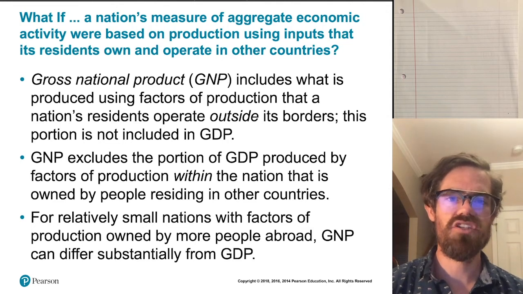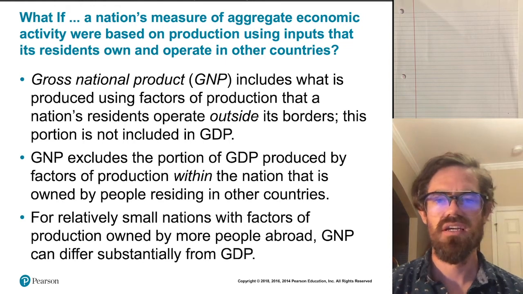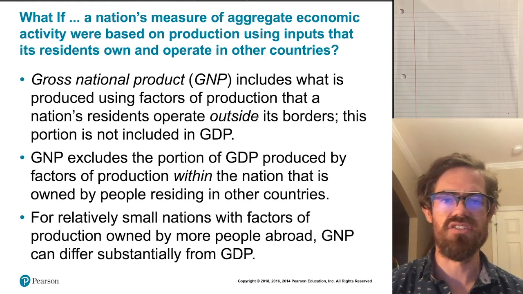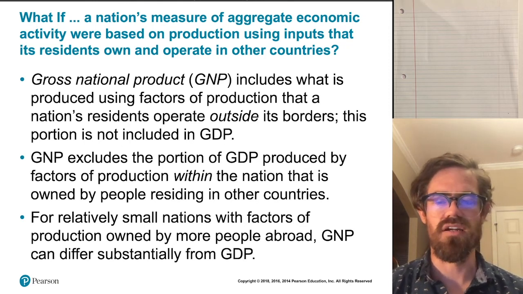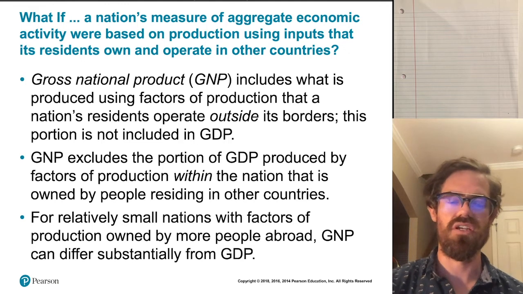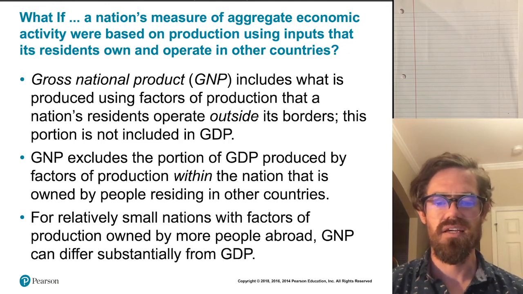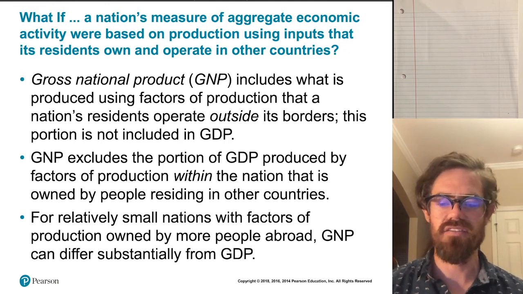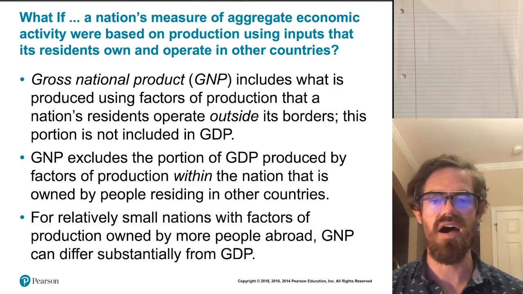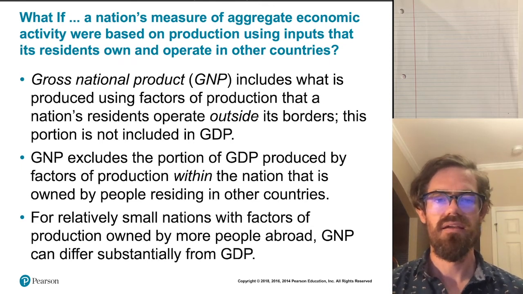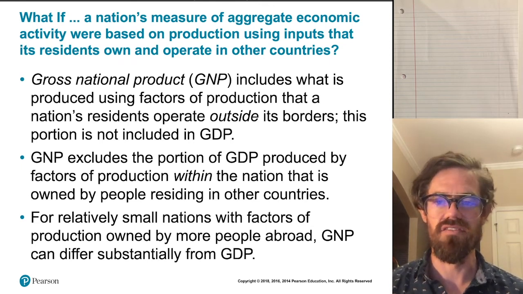Now, what if a nation's measure of aggregate economic activity were based on production using inputs that its residents own and operate in other countries? I mentioned this earlier. This is what's called gross national product. So this is calculating production by looking at, instead of the production that takes place within a country's borders, the production that takes place by the residents of the country.